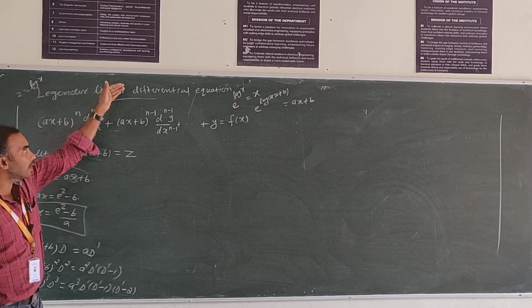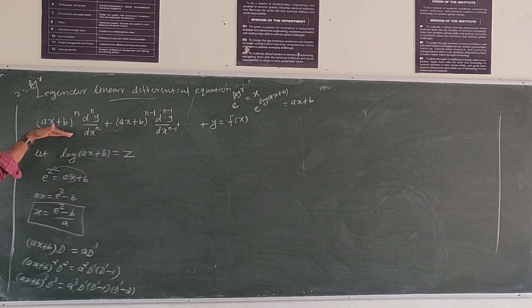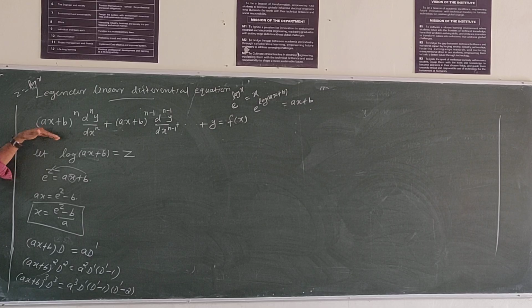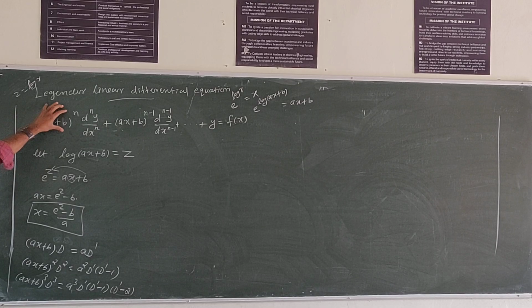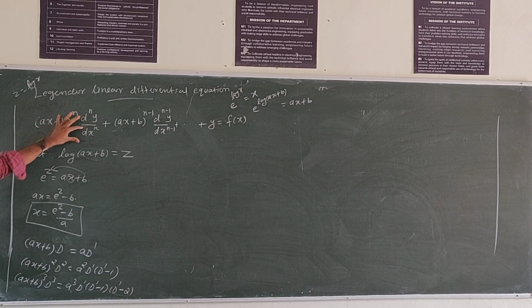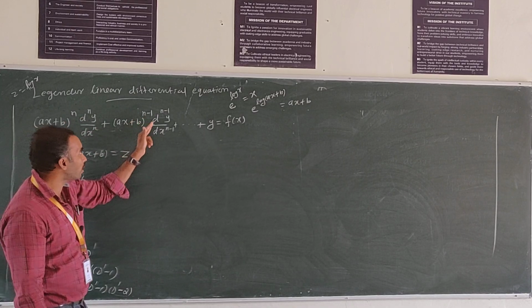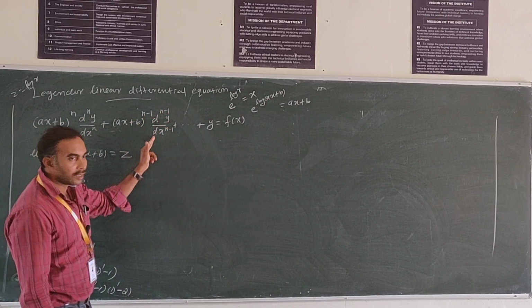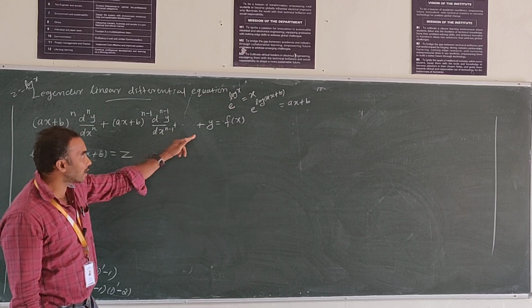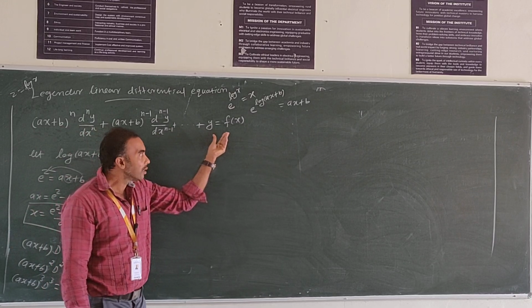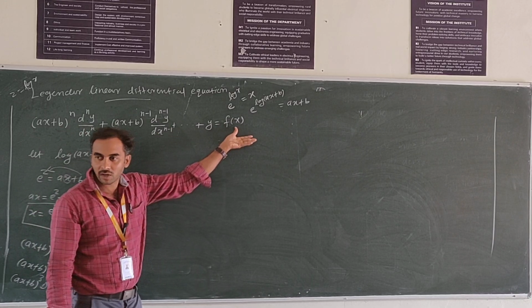Legendre's linear differential equation. This is the form of the Legendre linear equation. It will be of the form (ax+b)^n d^n y/dx^n + (ax+b)^(n-1) d^(n-1) y/dx^(n-1) + etc., finally ending with y, equal to the right hand side, a function of x.